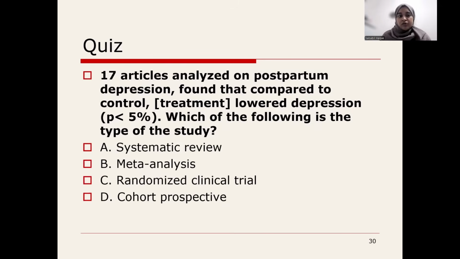17 articles analyzed on postpartum depression found that compared to control, treatment lowered depression. Which of the following is the type of study? So this is going to be a meta-analysis. How do I know that? Because there are 17 articles that they analyzed. So it's a combination of other research that they're comprehensively putting together. And they also have a statistical analysis done, which is P less than 5%. So they found a statistically significant effect. Okay, so this is going to be a meta-analysis.